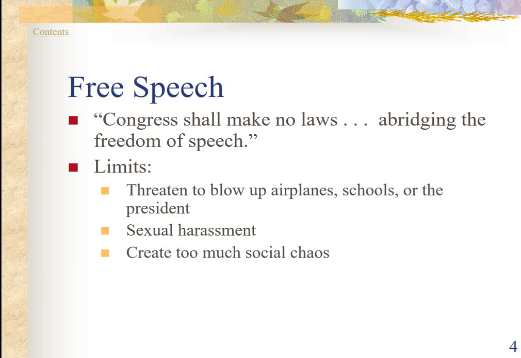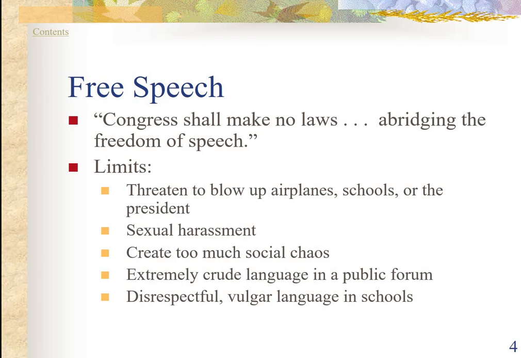If what you are doing is causing too much social chaos, for example, if you walk into a movie theater and say that it is on fire and a stampede happens, you do not have the freedom of speech in that instance. You were not only lying, but that lie could have caused physical damage to other people. Extremely crude language in a public forum is also not covered. You cannot stand on a corner and curse people out. It's illegal.